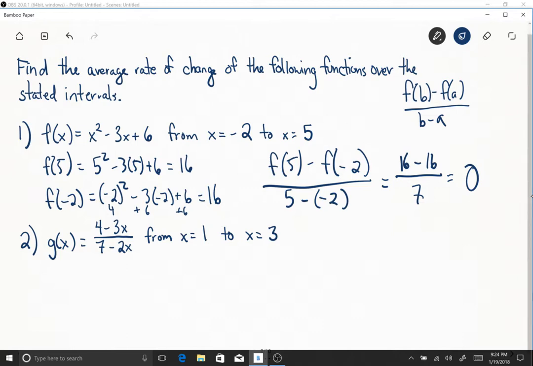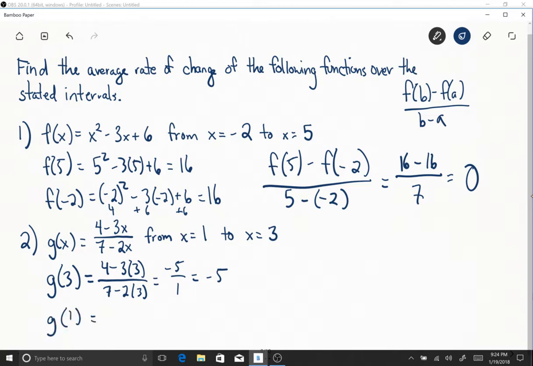Now on the g of x one, let's see what happens there. This one hopefully will be a little bit more interesting. I've got to figure out g of 3. So you go 4 minus 3 times 3 all over 7 minus 2 times 3. And so that equals 4 minus 9, which is negative 5. And then 7 minus 6, which is 1. Hey, that's an easy one, negative 5. And then we need g of 1.